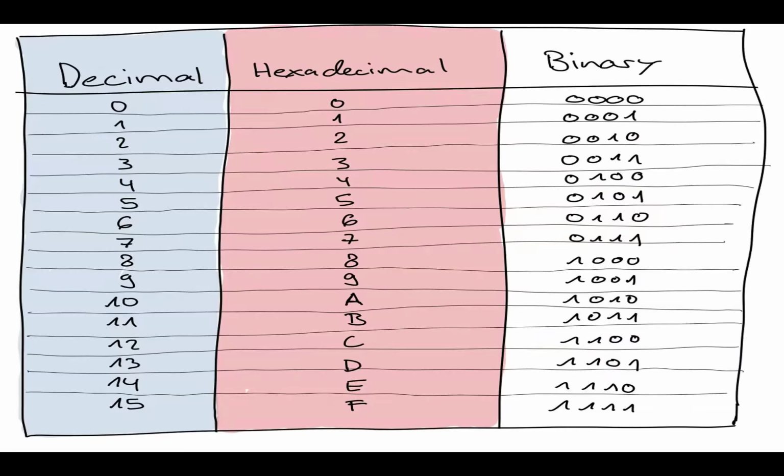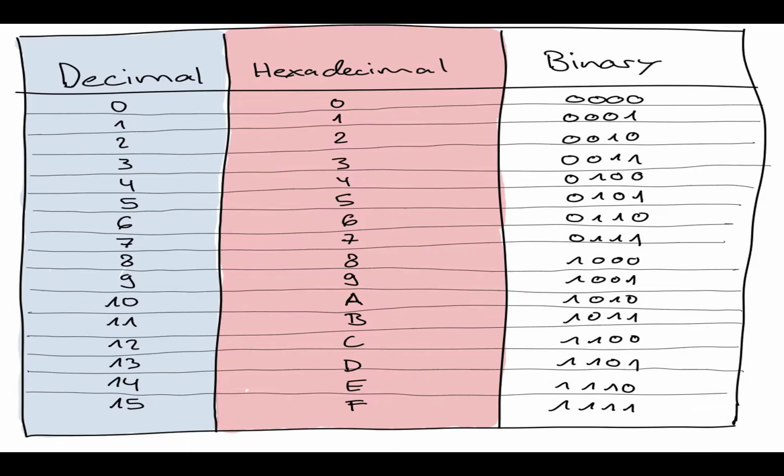So if I say 2, okay, let's see this table. We have decimal, hexadecimal, binary. 0, 0, 0000. 1, 1, 0001. 2, 2, 0010. 3, 3, 0011. 4, 4, 0100. 5, 5, 0101. 6, 6, 0110. 7, 7, 0111. 8, 8, 1000. 9, 9, 1001. 10 in hexadecimal is A.